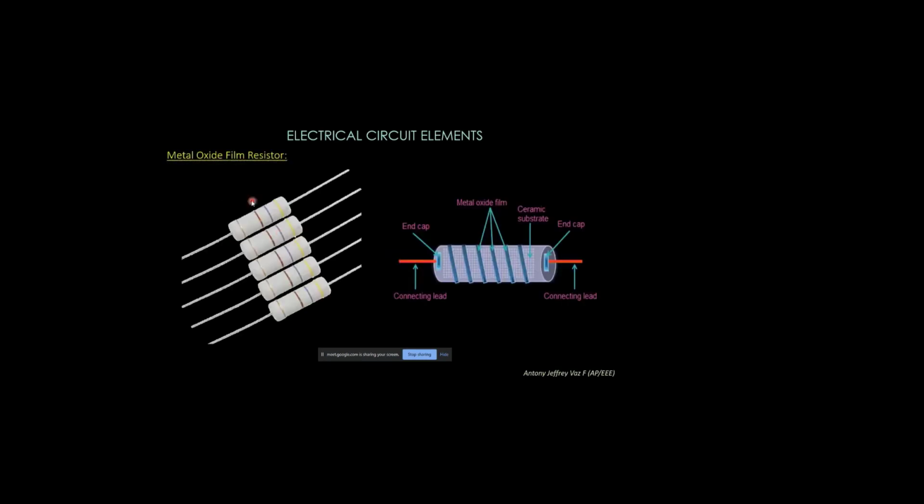And the third one is the metal oxide film resistor. You can see this is also similar to carbon as well as the other type. You can see the inner part is covered with metal oxide film to create resistance. In the previous one, we used carbon. But here we use metal oxide film, and you can see the ceramic substrate which is used to wind the metal oxide film, and there are two connecting leads, one at one end and the other at the other end.